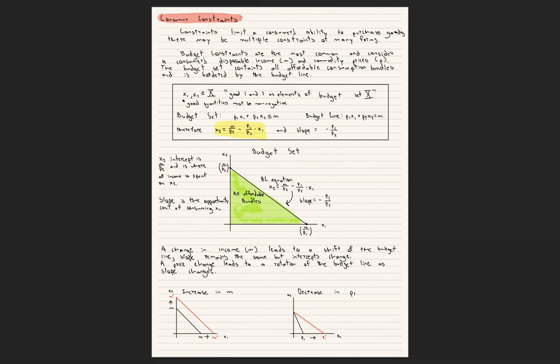That's basically everything you need to understand about the budget set, whether that be just representing all your affordable bundles, or drawing the intercepts, where the horizontal and vertical intercepts are just going to be your budget divided by the price of the good for that axis. Then any change in income is going to lead to a shift in the budget line, where your slope remains the same, but your intercepts change. Any price change is going to lead to a rotation of the budget line about the axis of the good whose price changed, and the slope is going to change for those. So we've got the two diagrams there. We've got an increase in your budget and a decrease in price for good one, just as examples.